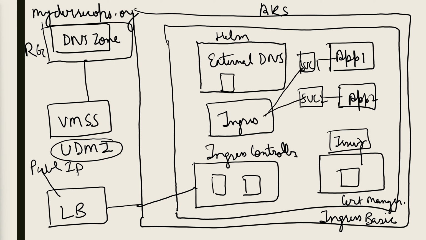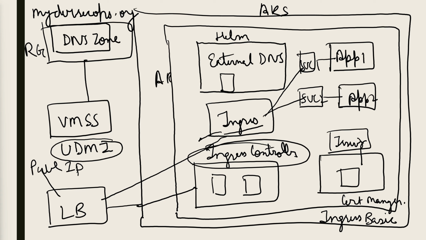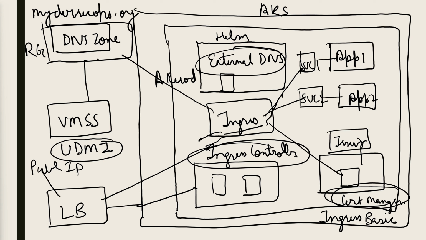And once that is done, there will be different changes which will be made. So the rules defined in the ingress for the different application will be defined in the load balancer using the ingress controller. DNS record sets, A record, will be created in the DNS zone using the external DNS. A new certificate will be generated for our domain name using the certificate manager. And finally, our application routing will be ready.